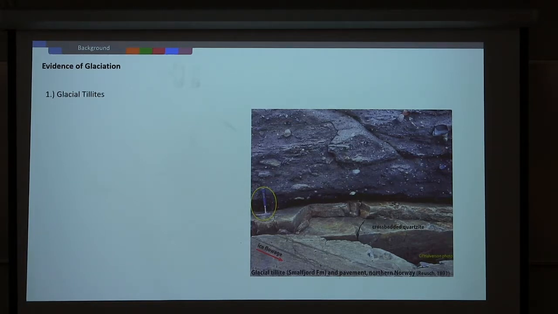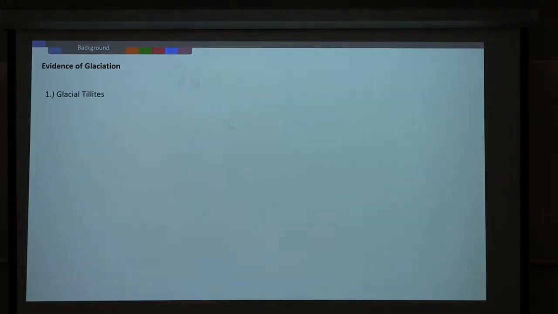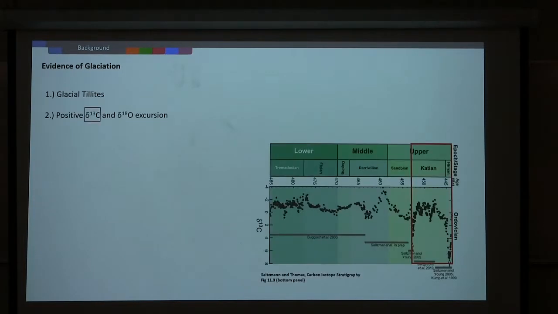We see these all over North Africa in the late Ordovician, and so we assume that there was some glaciation at this time. However, it's been poorly constrained with these glacial tillites and requires further study. These glacial tillites also coincide with positive delta C13 and delta O18 values. We're more interested in looking at the delta C13 because that's what we'll be looking at in our study with the dolomites of the Ely Springs.